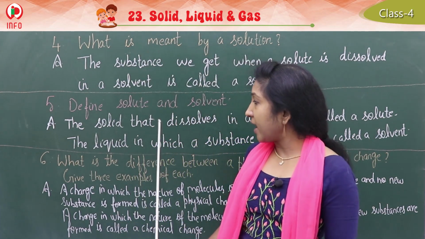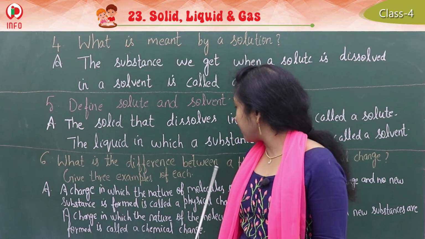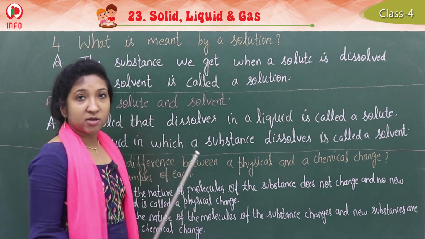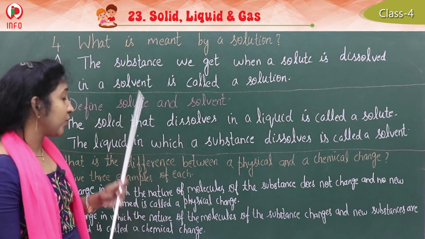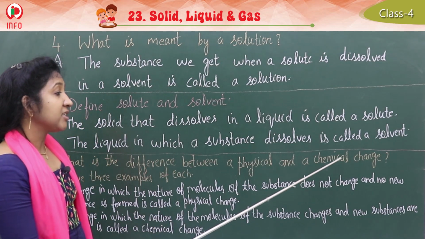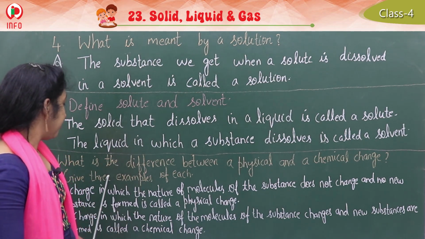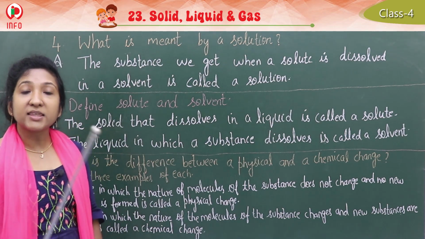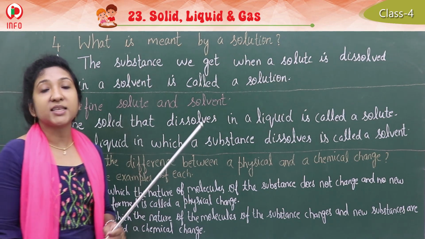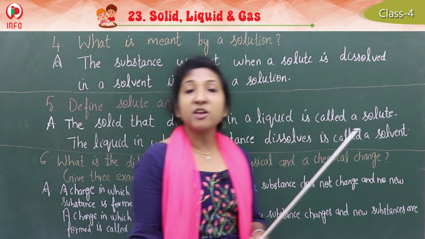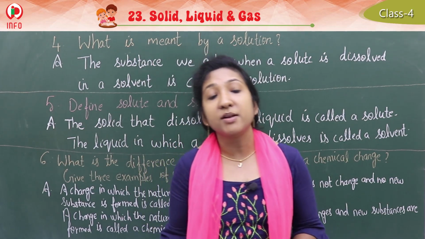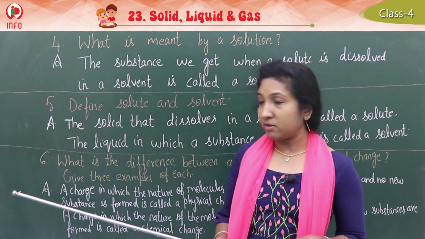Okay. Now next is, what is the difference between a physical and a chemical change? You have to write the difference between physical and a chemical change. Give 3 examples of each. So you have to write the difference between physical change and chemical change. Then you have to write 3 examples for physical change and 3 examples of chemical change also.